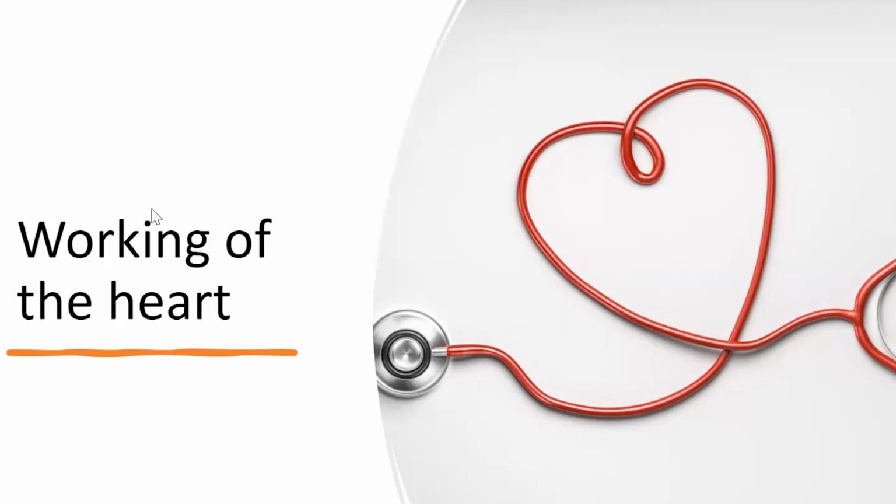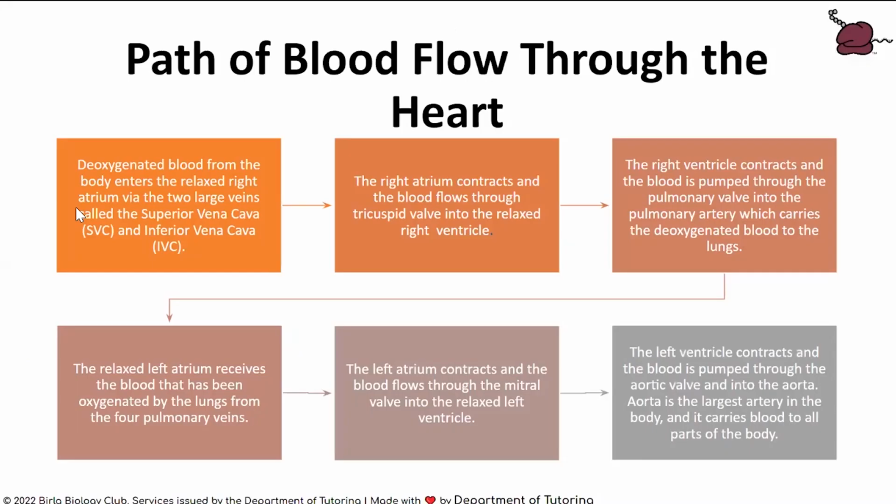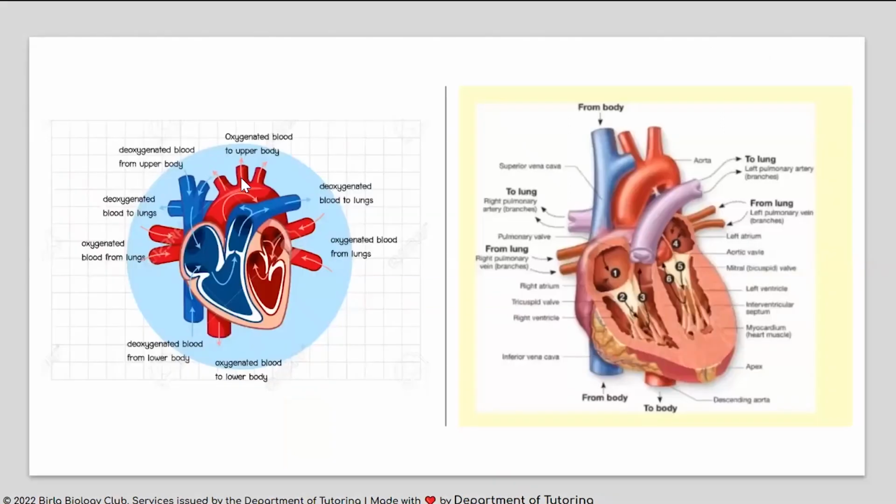Now let's see the working of our heart. We'll first see the path of blood flow through our heart. This diagram correctly shows the labeled parts of our heart. So the functioning of it starts with the emptying of deoxygenated blood from all over the body, carried by the superior and inferior vena cava into the right auricle. From the right auricle, it then moves into the right ventricle through the tricuspid valve. The right ventricle then pumps the blood to the lungs through the pulmonary artery for oxygenation.